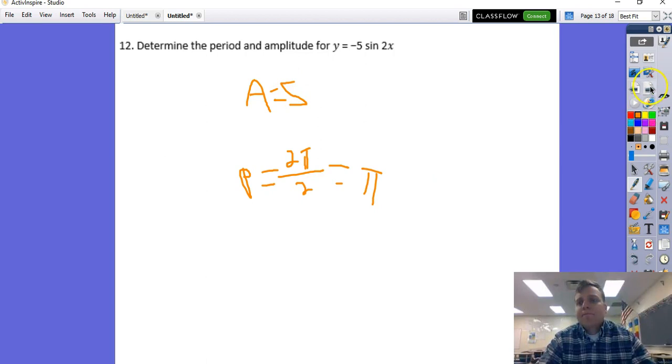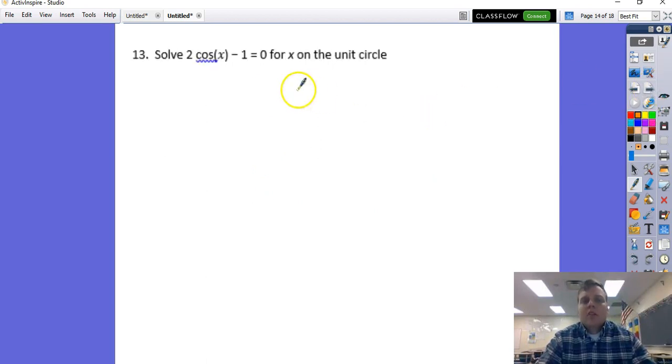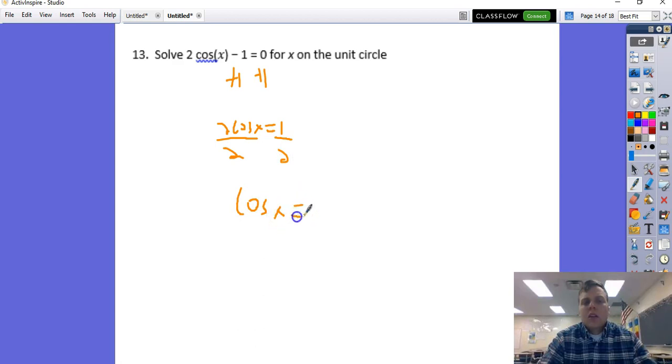That's it. Number 13. Solve for 2 times cosine x minus 1 is equal to 0 for x on the unit circle. Alright, so that's not hard. First, we need to get cosine x by itself. So I'm going to have to add 1. So now I get 2 cosine x is equal to a positive 1. Now I'm going to divide both sides by 2. And so I'm going to get cosine x is equal to 1/2.